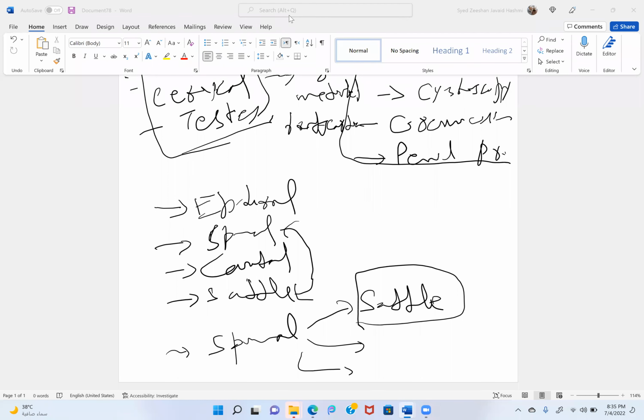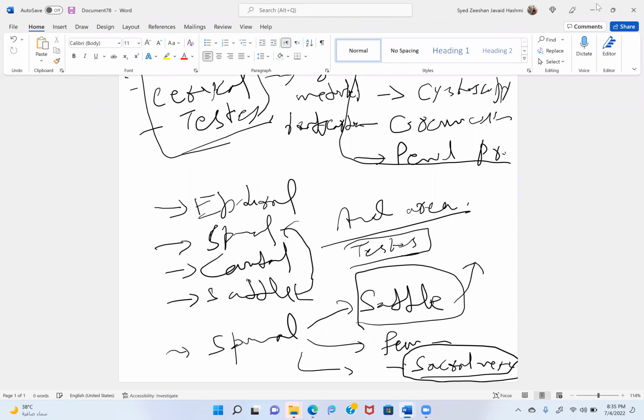Will it cover the testes? No, sir, it won't. Not at all, because the testes supply comes from T10. Do you know the reason why? Yes, sir, because during embryonic development, the testes descend from the abdomen. Yes, so remember that the testes are not supplied by the sacral area. It is very important that the supply is coming from high up, so we should never forget this.